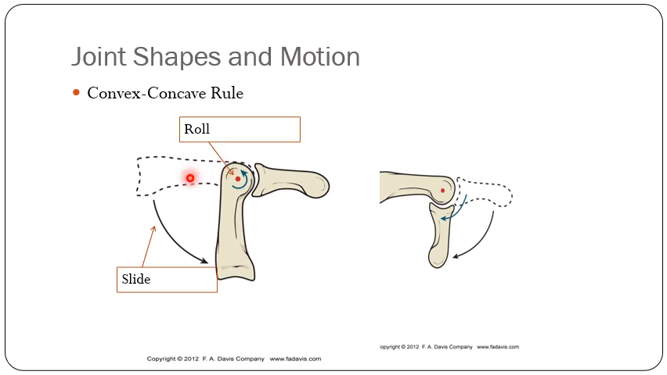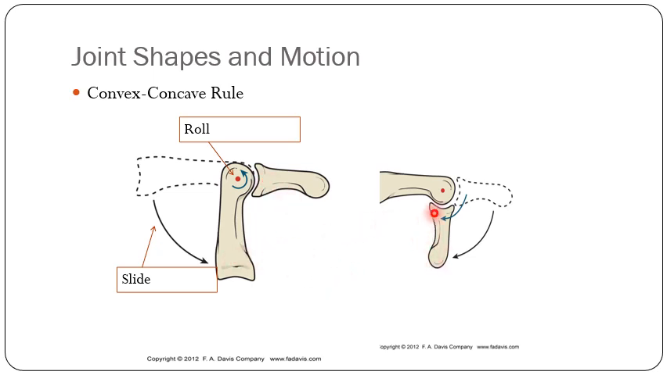Here's where the bone's starting, and here's where it's ending. You have a posterior roll, moving posterior, and an anterior slide. Everyone see that happening? You would have an anterior slide and a posterior roll.